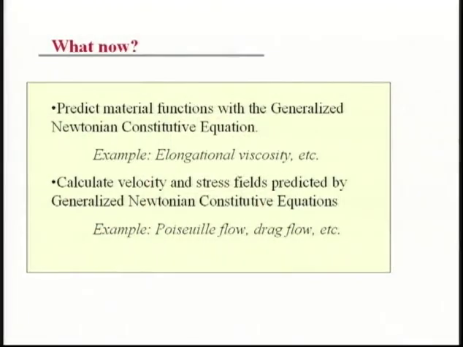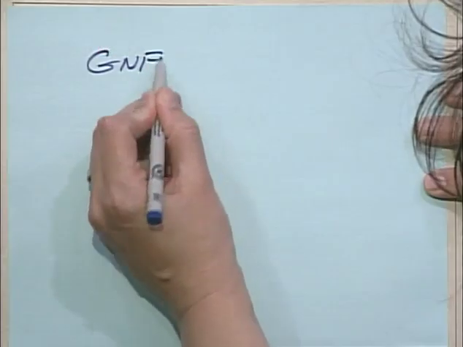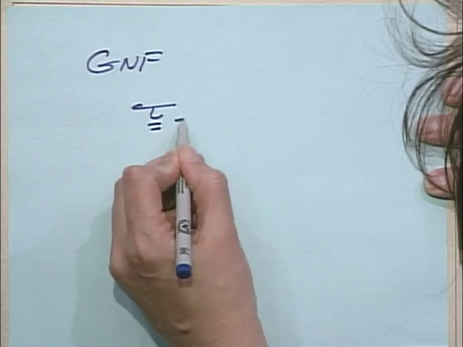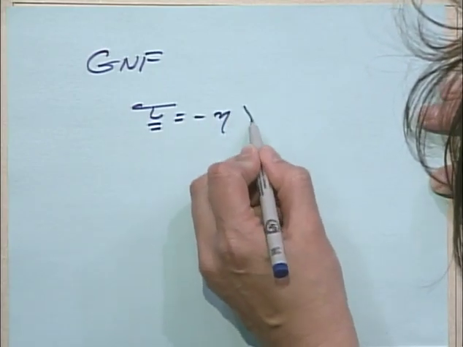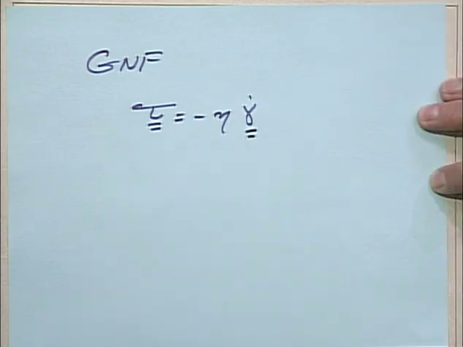It's Wednesday, and we have been talking about generalized Newtonian fluids, and we're basically done talking about them. So let me just summarize here what we had talked about. We developed this generalized Newtonian fluid. Generalized Newtonian fluid, GNF, is the stress tensor equal to minus some viscosity function times the rate of deformation tensor.